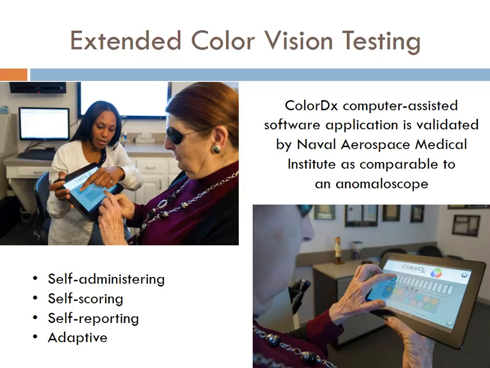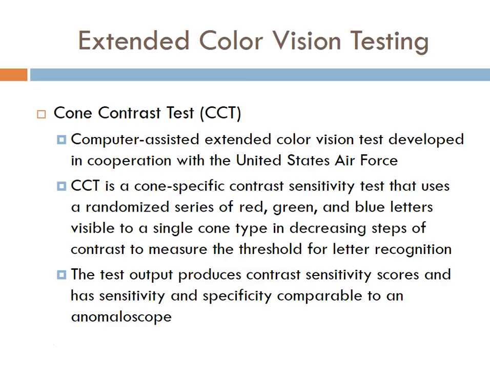And in this particular test, this Color DX, you see it on the tablet there in the picture, is validated by the Naval Aerospace Medical Institute as comparable to an anomaloscope, so I don't need any more validation than that. So the thing works fine. I've had mine for 4 or 5 years. It works great. So this is one of the ways that I would recommend testing a patient's color vision when you're really trying to see if something's wrong with them. Another way, and this way is really cool too, is the cone contrast test.